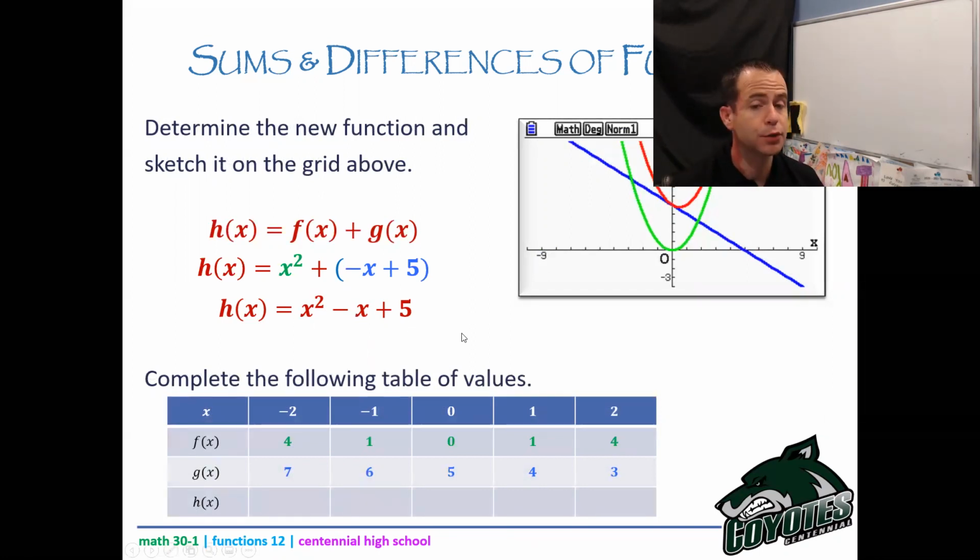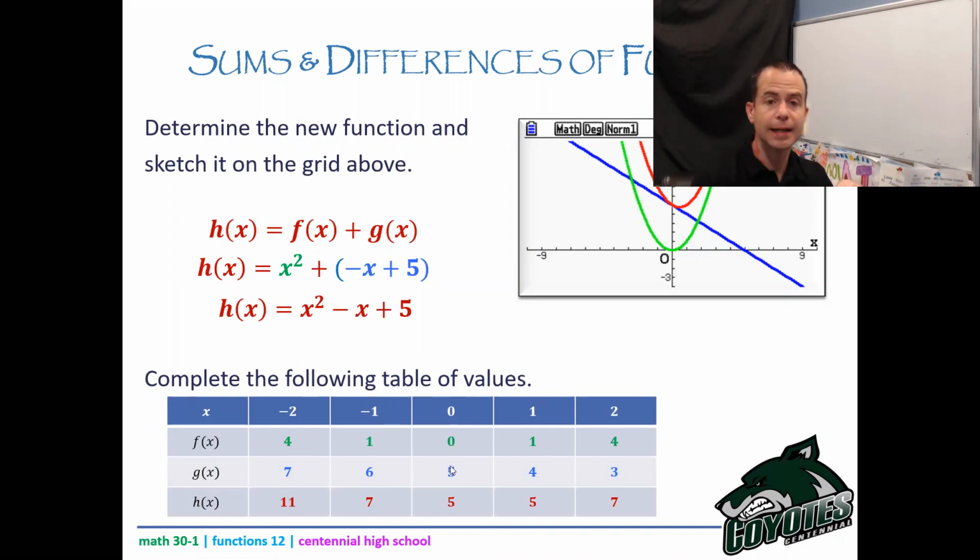And now we're going to fill in the table of values from -2 to 2, just like we did for f of x and g of x. I'd like you to do it for h of x now too. And then you start getting really excited because you're like, whoa, look at that. h of x is 11, which is 4 plus 7. h of x is 7, which is 1 plus 6. h of x is 5, which is 0 plus 5. When you're adding functions together, you're adding the y values of the original functions together.